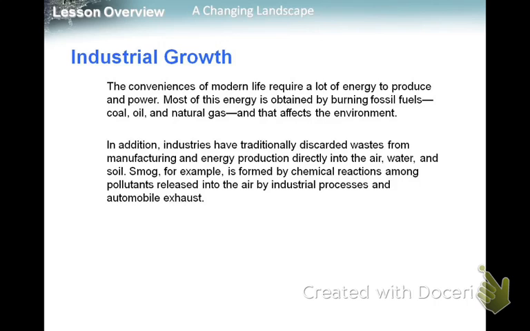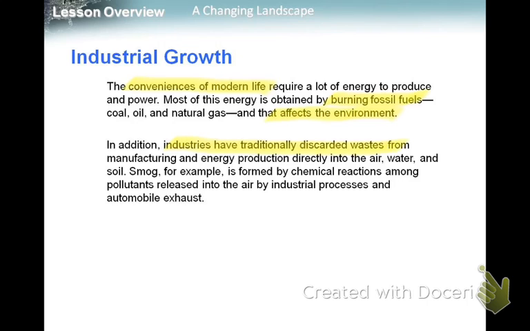Industry can also change Earth. Our conveniences require a lot of energy to produce and to power. Most of this energy is obtained by burning fossil fuels. Here in Illinois, it's fueled by nuclear power, so that makes us feel a little bit better because it doesn't as much affect the environment unless there's a nuclear accident. Then we got big problems.